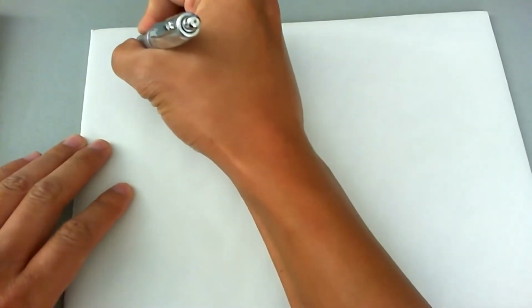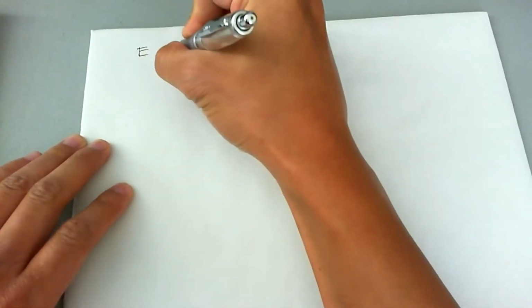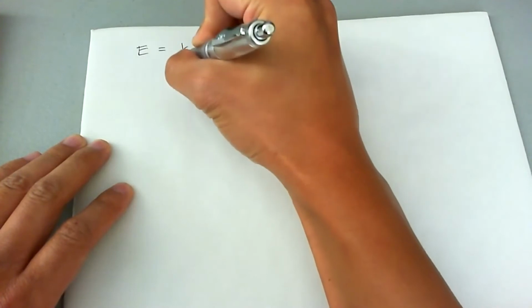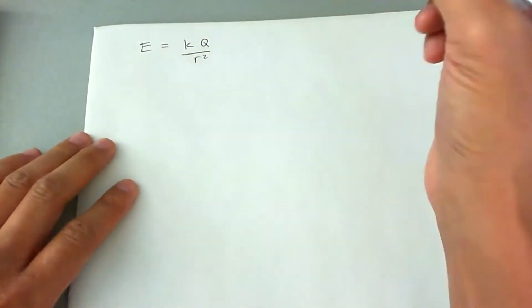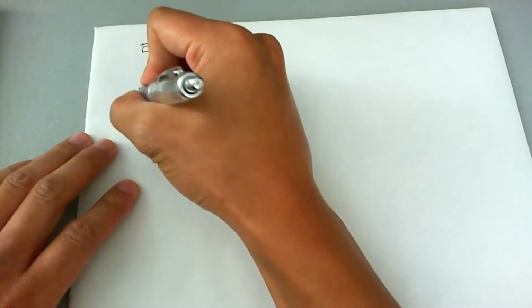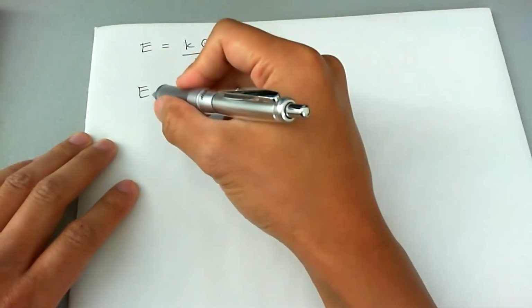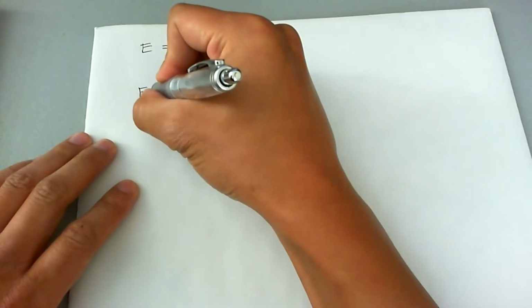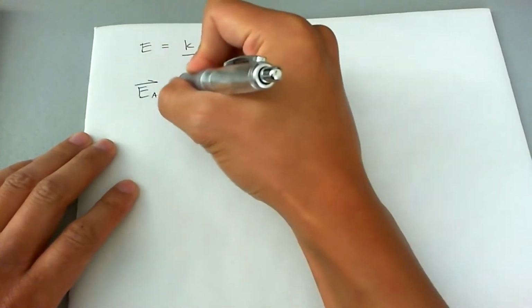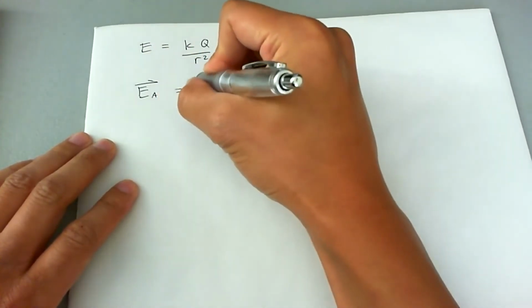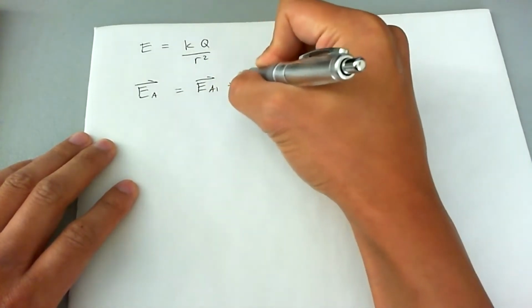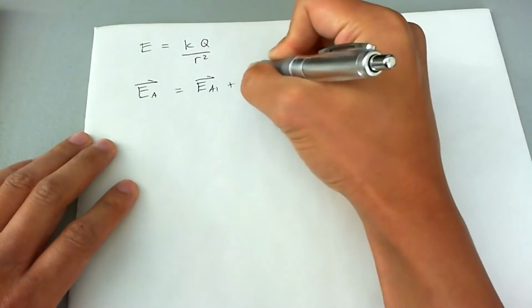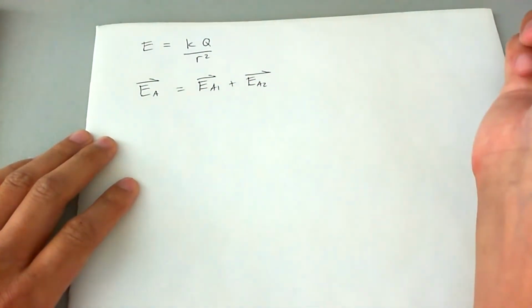So similar to the force equation, we're going to write out the electric field equation, which ends up just being KQ over R squared. All right, and so to write out the electric field at point A as a vector, that's going to equal the electric field at A due to 1 as a vector, plus the electric field at A due to charge 2 as a vector.